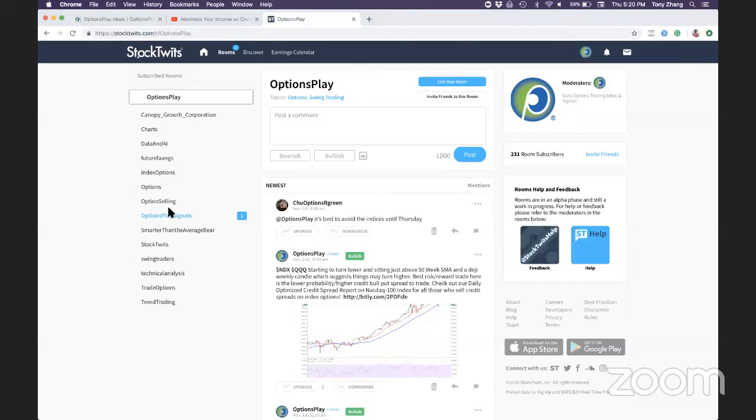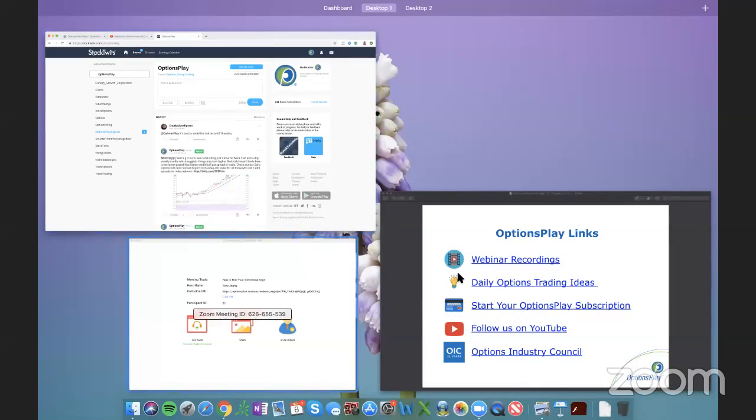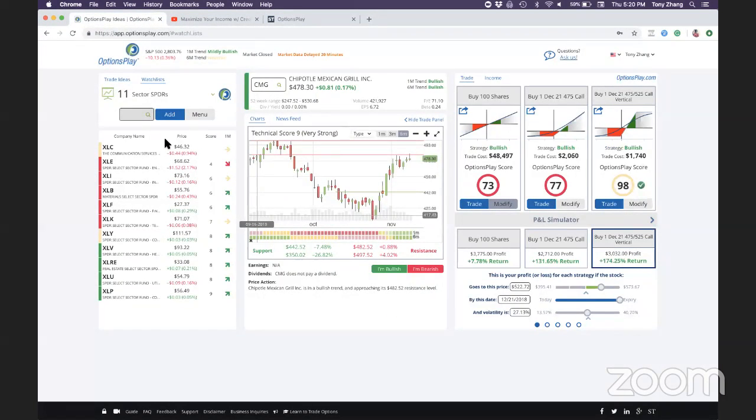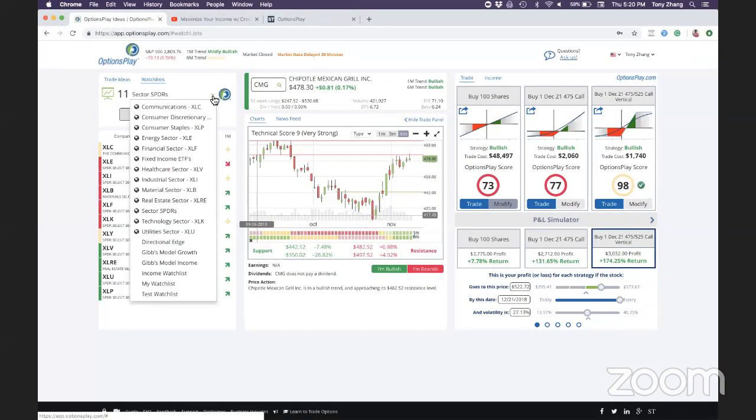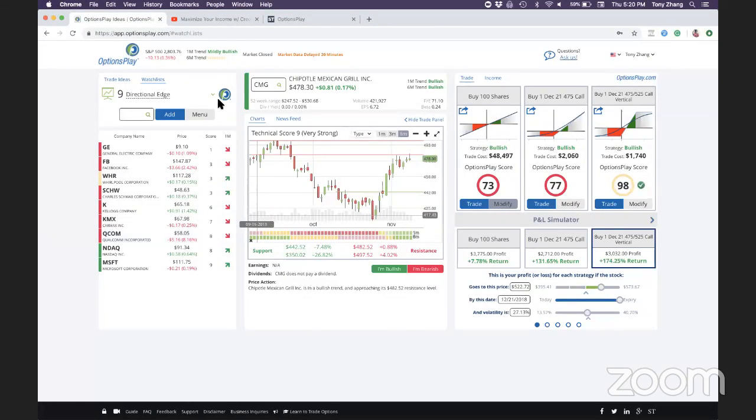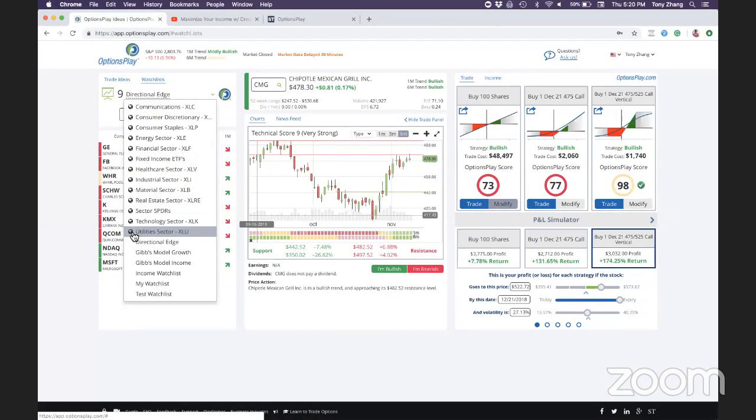How often is the directional edge watch list updated? I think I already answered that question. That watch list is not updated at all. It's just one that I created for the purpose of this webinar. It's a personal watch list, not a global watch list. Only the ones with the globe next to them are global watch lists, and we update them when the sectors change.